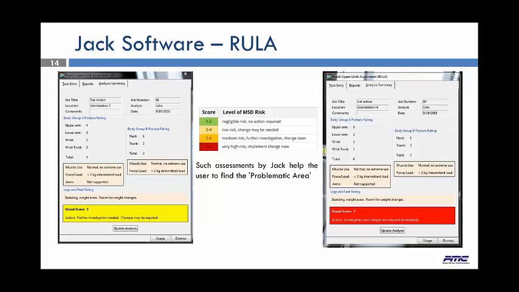Such assessments by Jack help the user to find the problematic areas. So we see over on the first slide, the problem that we're having with this yellow is someplace in the upper arm. And the second slide, once again, is showing upper arm problems with a rating of 5. We also see that the body group B posture rating is also high. The neck is a 5. However, the trunk seems to be okay at a 3.